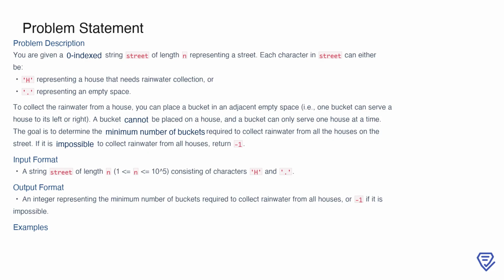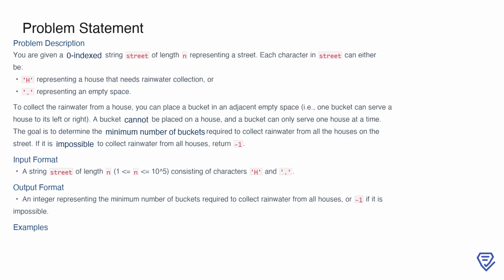To collect rainwater, we can place a bucket in an empty space adjacent to a house. This means a bucket can serve either the house directly to its left or its right, but not both at the same time. Additionally, a bucket cannot be placed on a house itself.